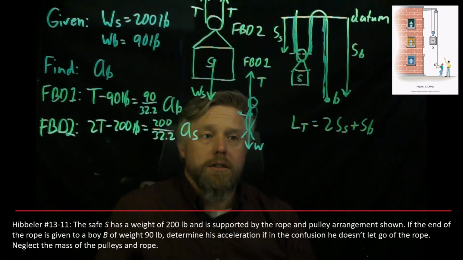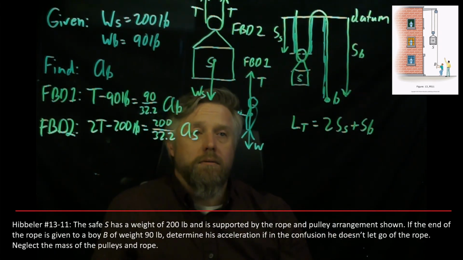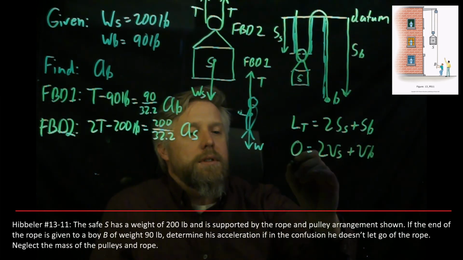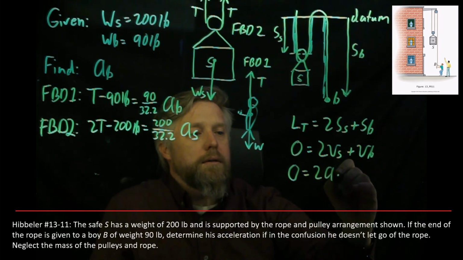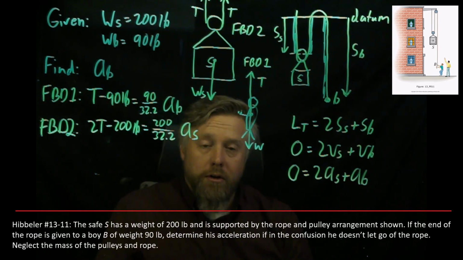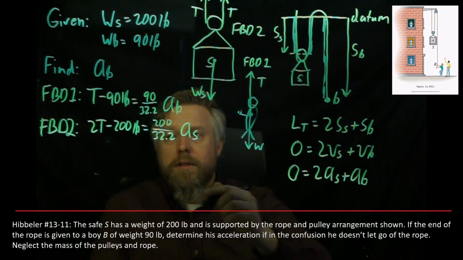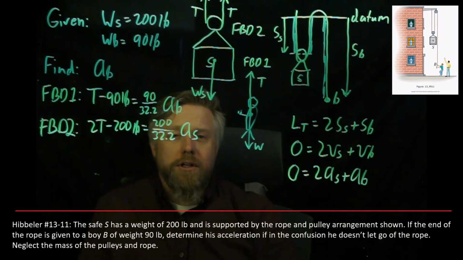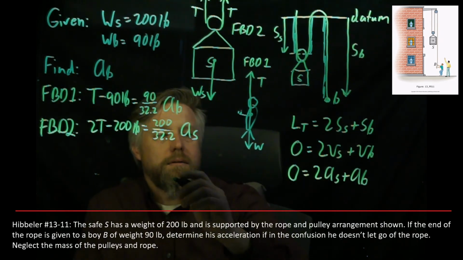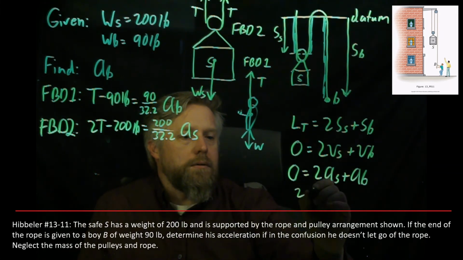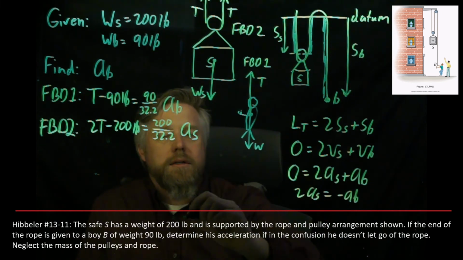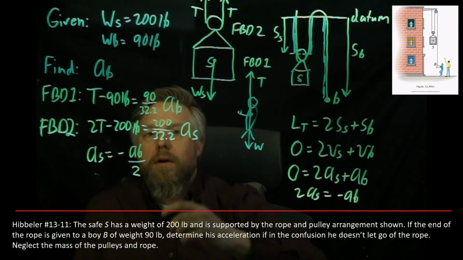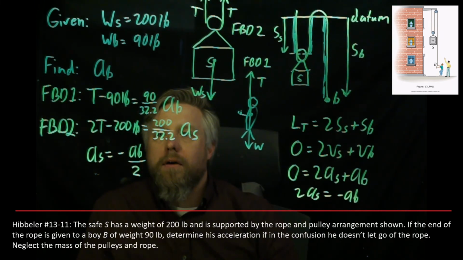When we take the derivative of that relationship, the rate of change of the length of the rope is going to be 0 because the rope is staying a consistent length. So we'll say 0 is equal to 2vS plus vB. And if I take another derivative, 0 is equal to 2aS plus aB. Well, look at that. We just came up with a third equation that is a relationship between aS and aB. We can put that over here in our list of equations. We want to find the acceleration of the boy, so let's solve for aS in terms of aB, and we can plug it in. So 2aS equals negative aB, or aS equals negative aB over 2. Now we can go ahead and plug that in for our aS, and then we'll have two equations and two unknowns.